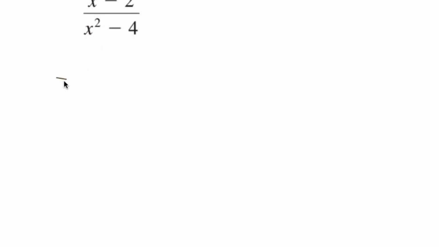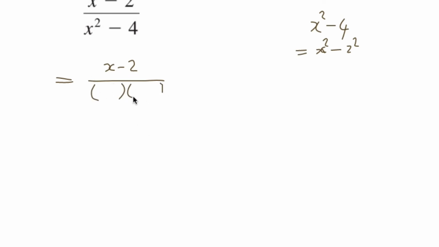Okay. X minus 2 is already factored. Okay, x square minus 4. 4 we can write as 2 square. So this is just like the difference of squares formula, a special product. So we can write plus 2 minus 2, x plus 2, x minus 2.